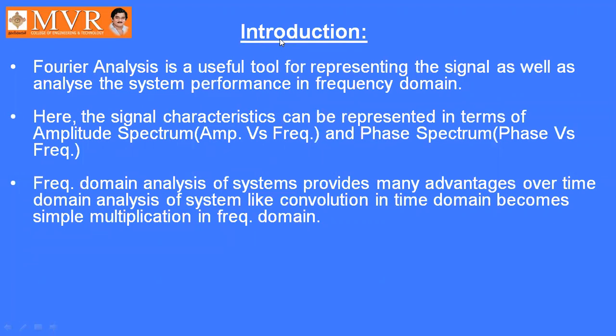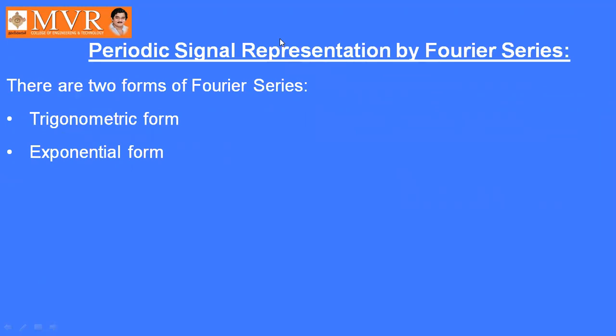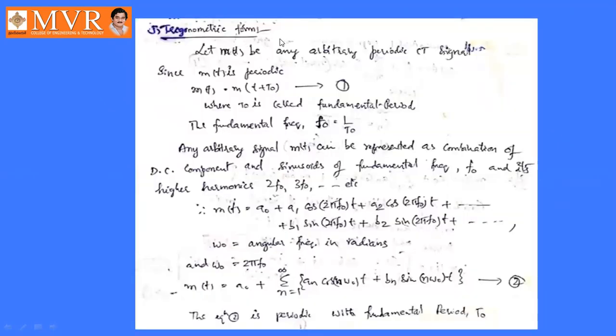Next, frequency domain analysis of systems provides many advantages over time domain analysis of systems. Like convolution in time domain becomes simple multiplication in frequency domain. Next, two forms of Fourier series are there. First one is trigonometric form and second one is exponential form.